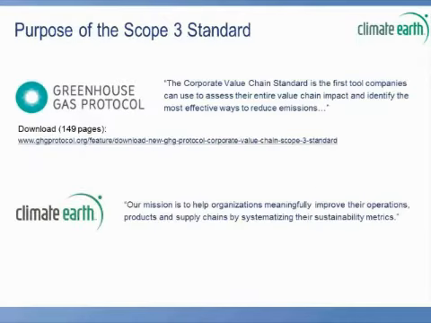Now, the purpose of the Scope 3 standard is probably best expressed in the Greenhouse Gas Protocol itself, and that is it's really the first tool that companies could use to assess their entire value chain impact and identify the most effective ways to reduce emissions. So the idea here is to look at indirect emissions as opposed to what organizations have been focused on in the past, which is mostly the direct emissions. And I imagine many of you have already done a lot of that.